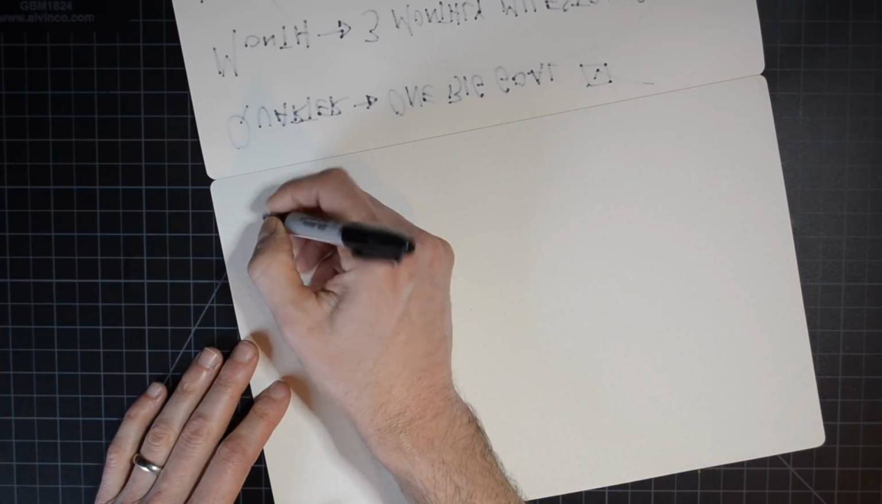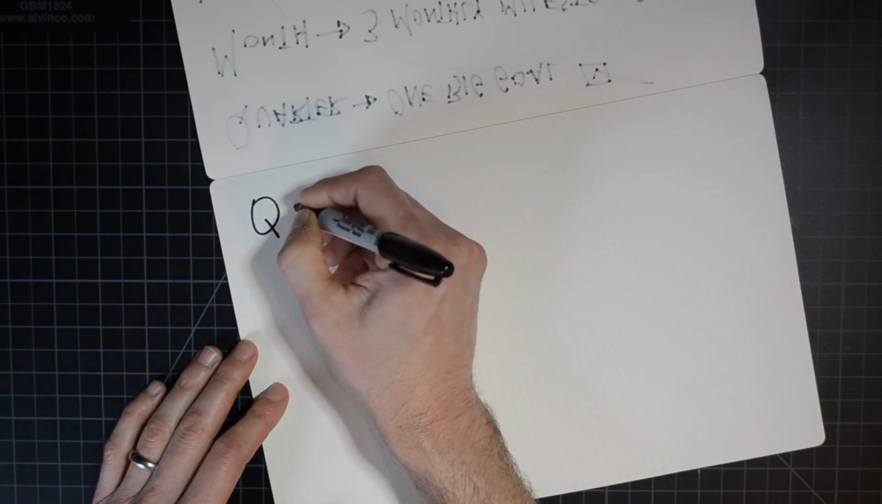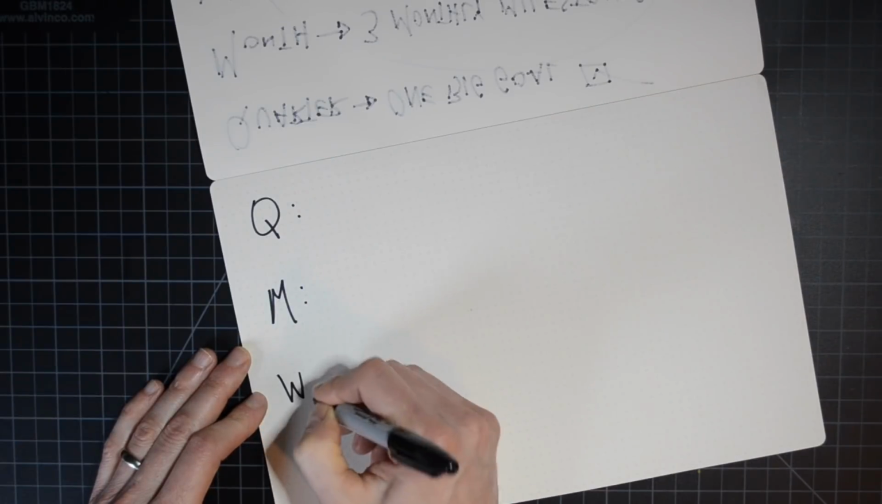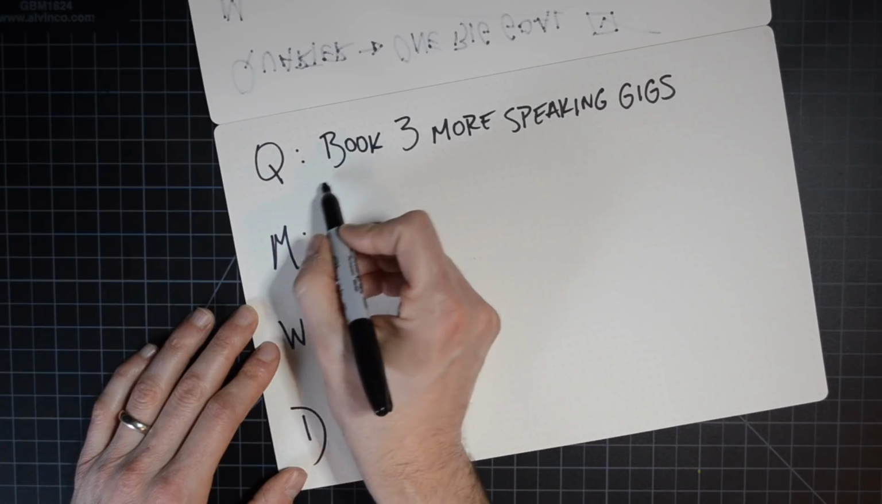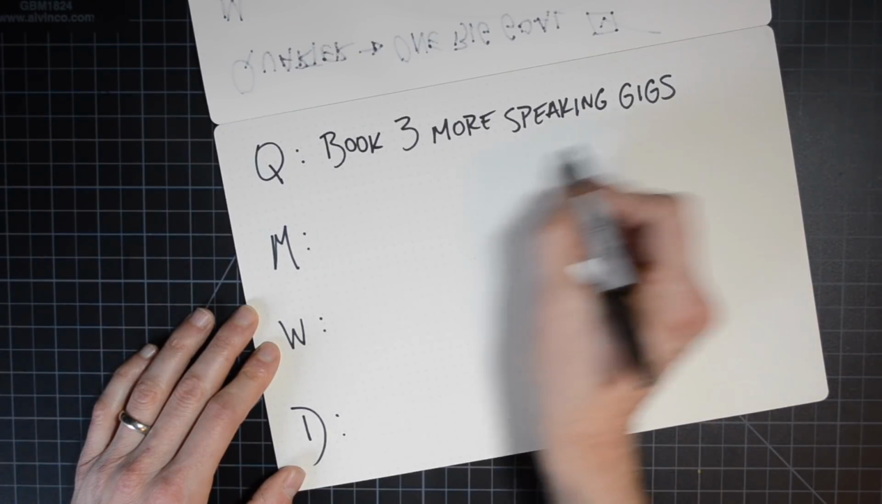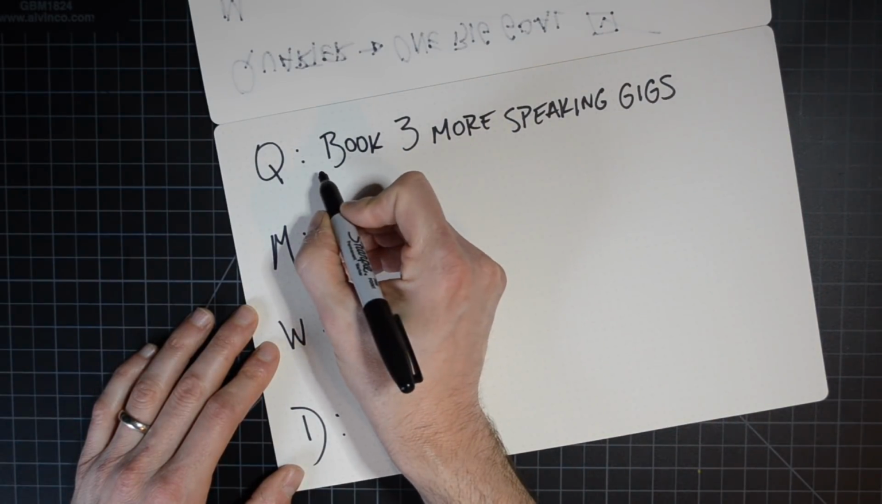So let's break this down for something really specific that I have personally. We're going to go quarter, month, week, and day. So my goal is to book 3 more speaking gigs for 2020. That is the thing that I want to have achieved at the end of the quarter.